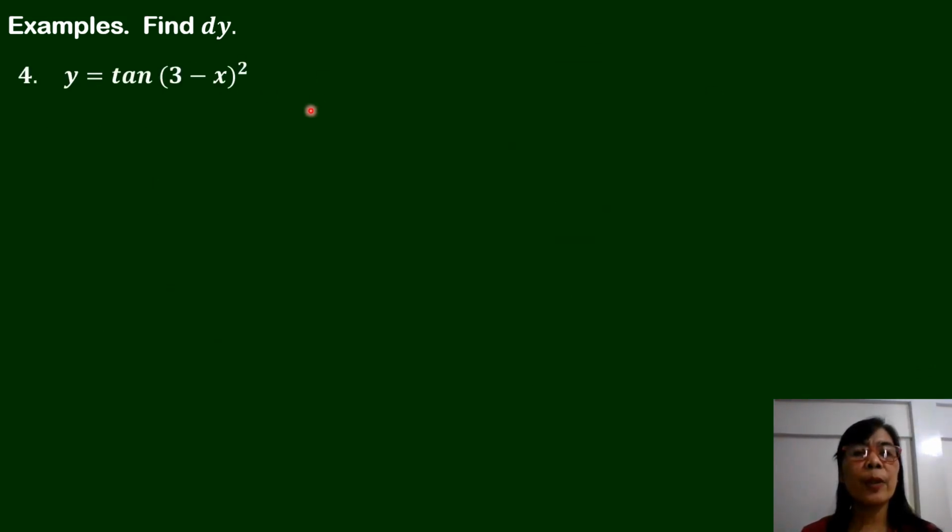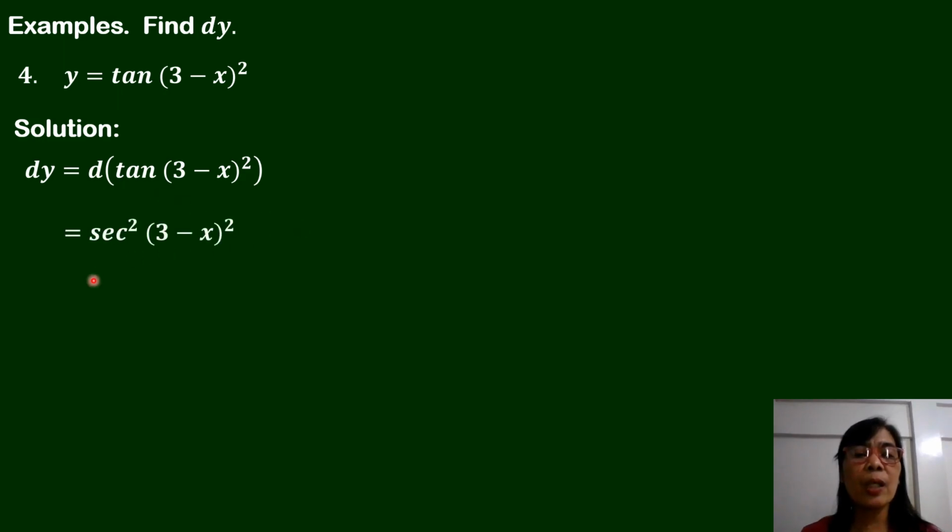We are going to find the differential of y in the function y is equal to tangent the quantity 3 minus x raised to 2. So in this function, it is important to note that the exponent 2 has its base 3 minus x. That means this whole quantity represents the angle of tangent. So in differentiating y, we find the differential of tangent 3 minus x quantity squared. So this is the differential of tangent angle. It is equal to secant squared angle times the differential of the angle. So we just copy this factor.